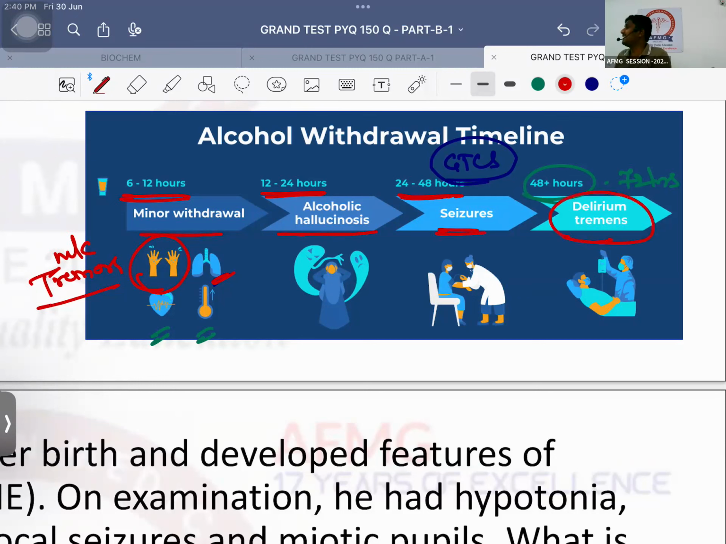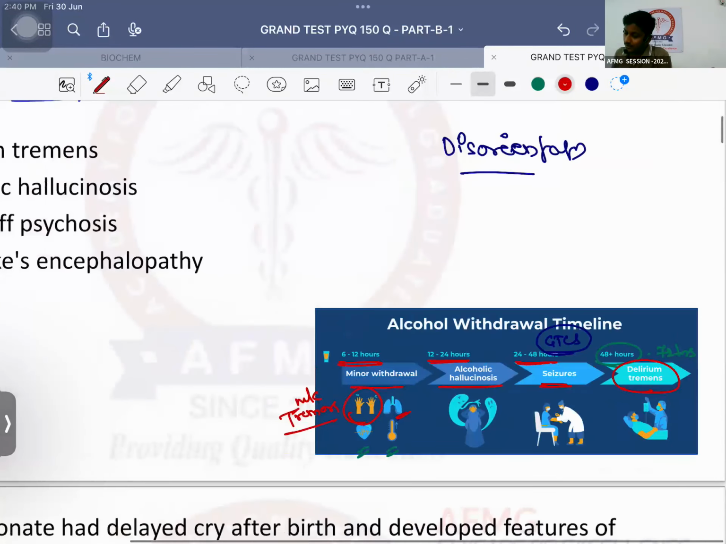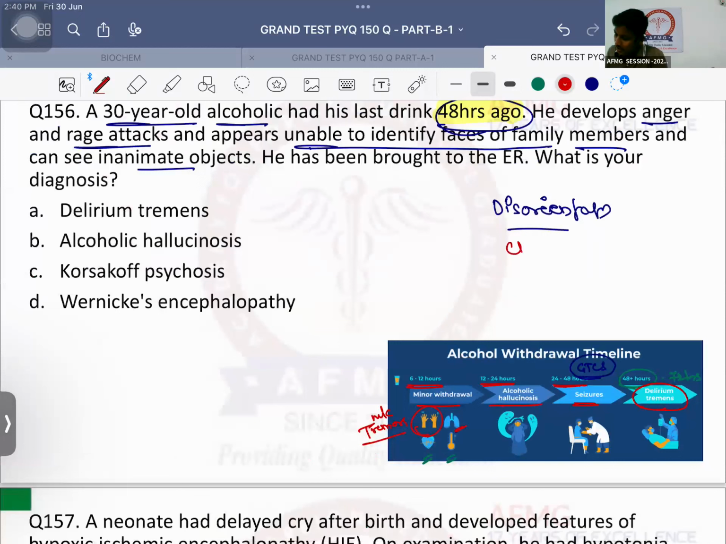ठीक है? Delirium tremens. Delirium का ही मतलब क्या होता है बच्चों? Disorientation या clouding of consciousness. Okay, delirium means these two important things. Okay, first is disorientation to time, place, and person, and second is clouding of consciousness. That means his consciousness is not intact. I'm not saying he's unconscious, but he is not having an intact consciousness. Okay, so that's important. He's confused. Okay, so disorientation and clouding of consciousness, जैसे ही mention करते हैं, in any case, it is a case of delirium.